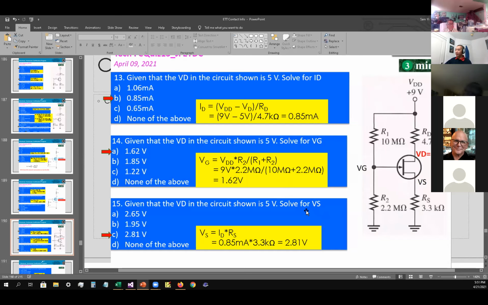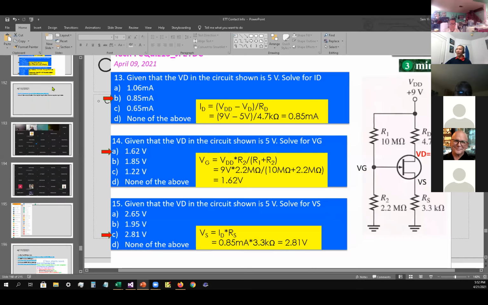Okay, number 15, given that VD in the circuit shown is 5 volts, solve for VS, okay? So VS is equal to ID times RS. So ID we got was 0.85 milliamps times RS, 3.3 kilo ohm, and the result is 2.81 volt. Okay, so the answer is C for 15. Any question? No, okay, very good. Next one.